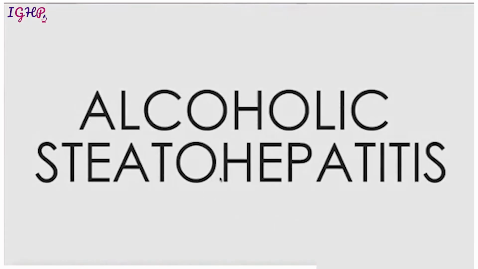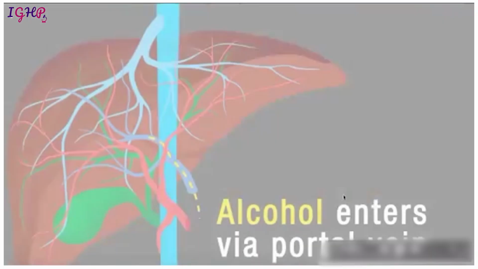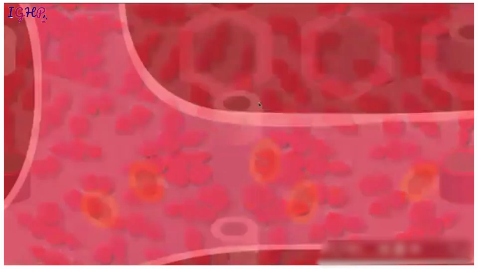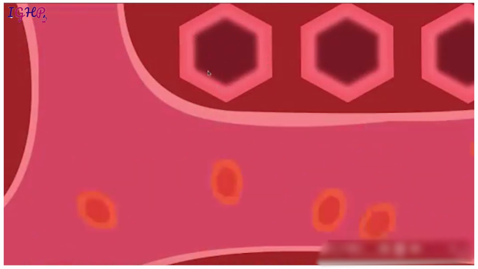The next pattern of injury is the steatotic pattern, that is alcoholic steatohepatitis. So if the patient is taking a lot of alcohol, it is going to come to his intestine, and from the intestine through the portal vein, it is going to enter into the liver. So that is how the alcohol gains access into the liver. Once it enters the liver, the alcohol is going to finally enter into the liver cells, that is the hepatocytes.